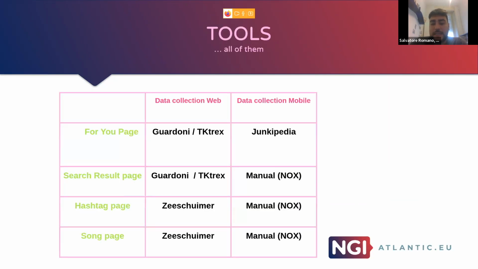Going into the analysis, we realized that our two infrastructures were not enough to get the work done. And this is when we involved the University of Amsterdam, which realized the Zeeschuimer application. And thanks to that, we were able to cover all the different sections of the TikTok platform.